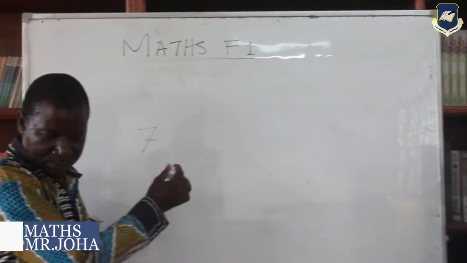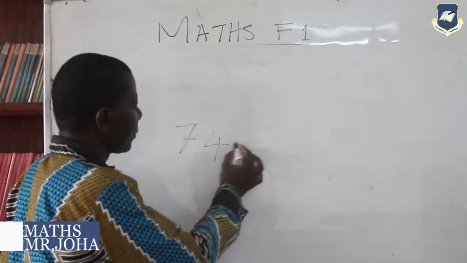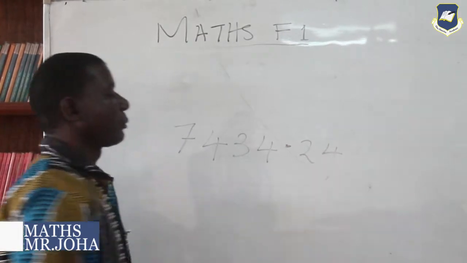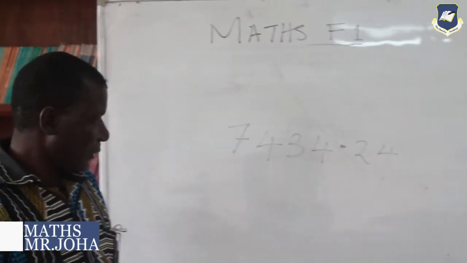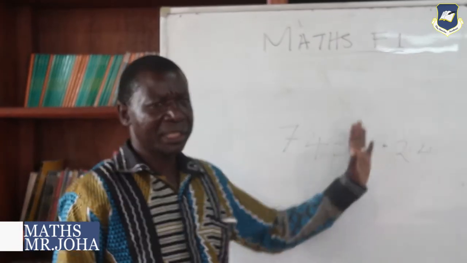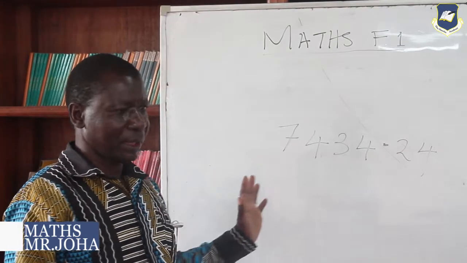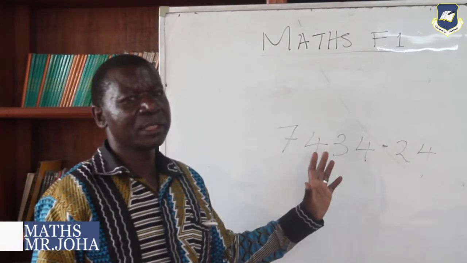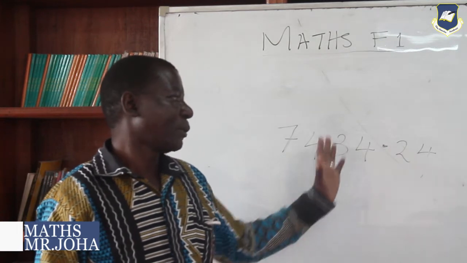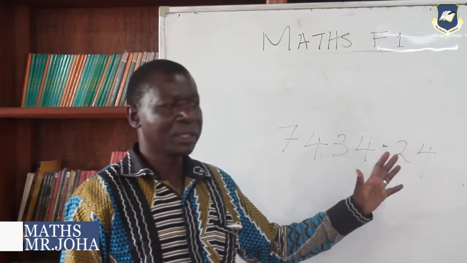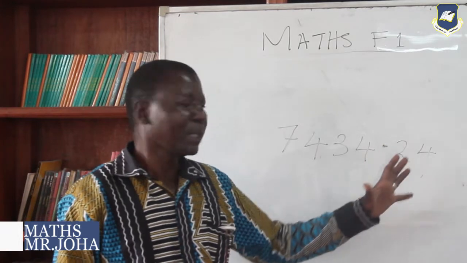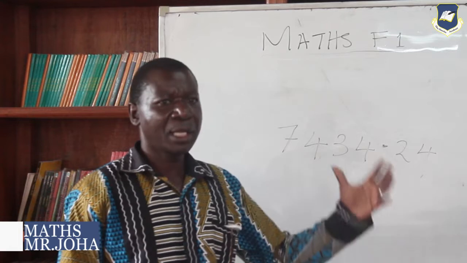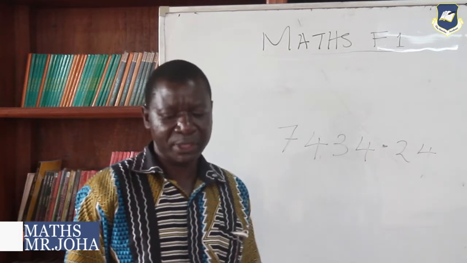Now, given a number like this number, 7434.24, this number is having two sections. We have the decimal section and we have the whole number section. And we know that the whole number section are numbers which are greater than 1. On the other side where we have the decimal section, that number is less than 1.